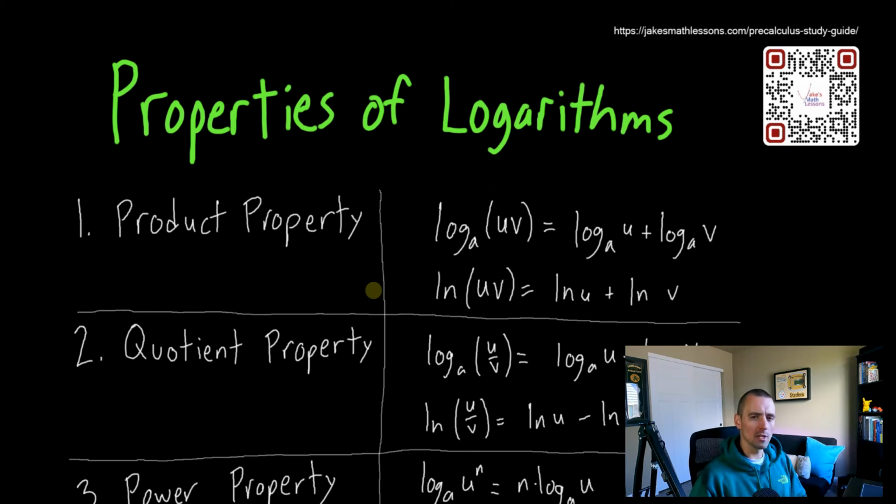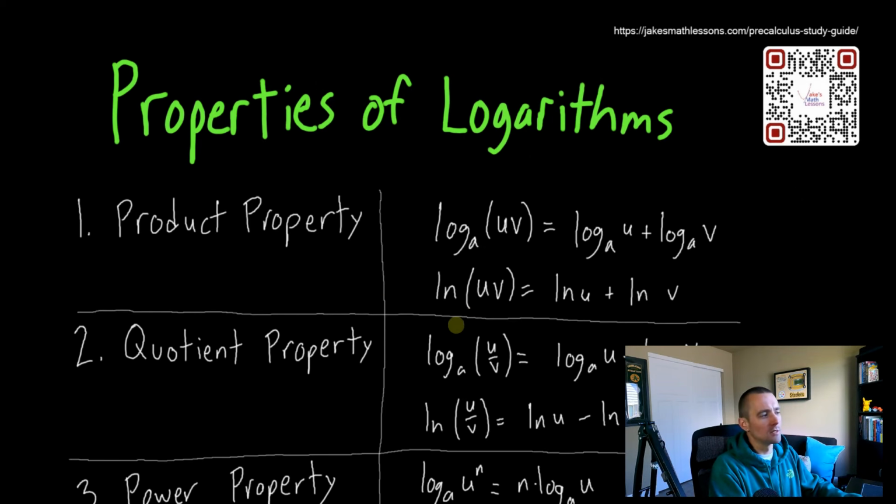Today we're going to be continuing our discussion about logarithms. Specifically, we're going to be going over properties of logarithms. There are three main properties that you want to keep in mind when you're working with logarithms, or natural log. It's all pretty much in the same category. They have the same properties and all that.